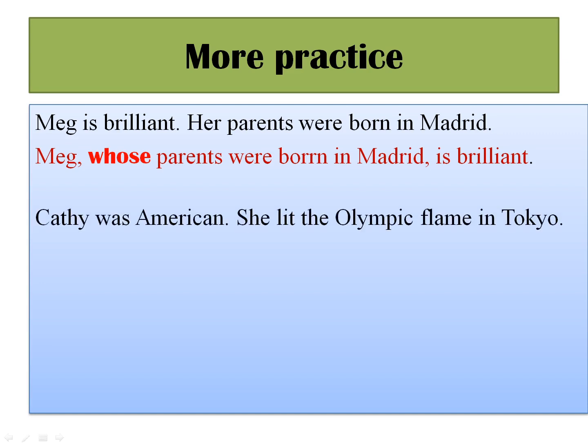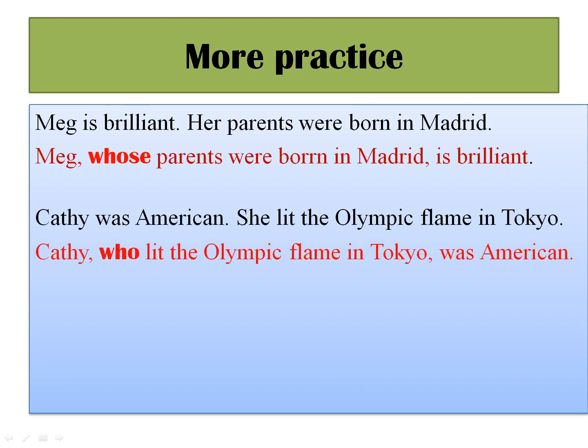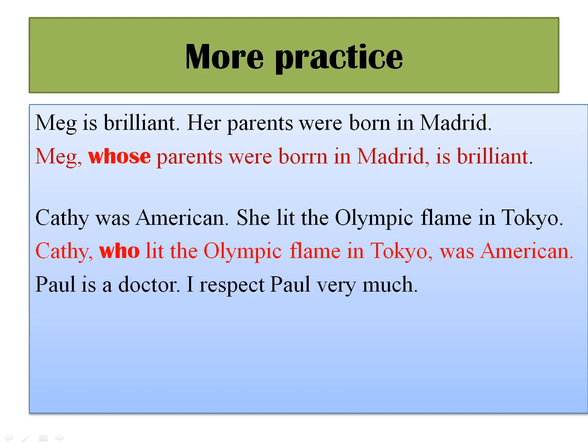Great. Let's move on. Kathy was American. She lit the Olympic flame in Tokyo. Great. So here we have the repetition of Kathy and she. Both of them are subject of the sentences, which means I need to use who. Great. My sentence is going to be like this. Kathy, who lit the Olympic flame in Tokyo, was American.